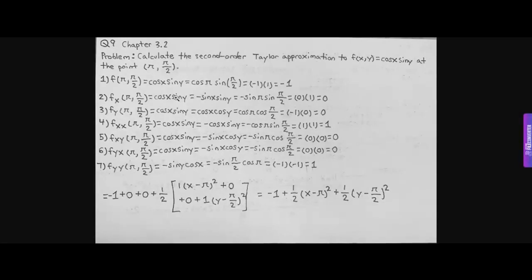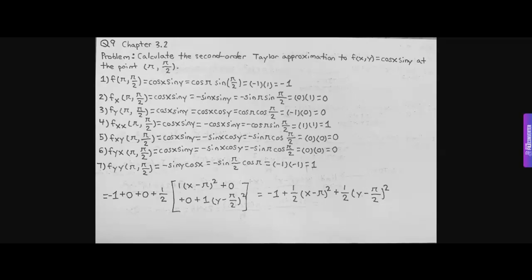Yes. So I wanted to do 3.2 question 9, which says calculate the second order Taylor approximation to f of x comma y is equal to cosine x times sine y at the point pi comma pi over 2. So I decided to just do all my calculations first, and our first calculation we would need for the formula is f of x comma y, which in this case is pi comma pi over 2, is equal to cosine x times sine y.